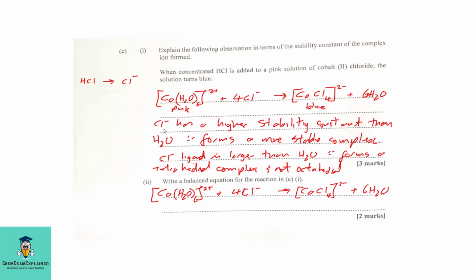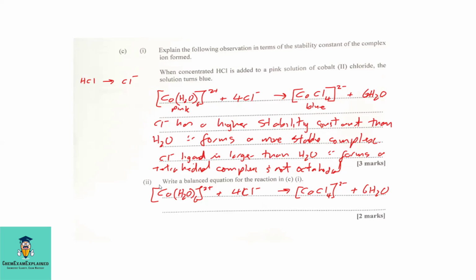So the Cl- has a higher stability constant than water, therefore forms a more stable complex. Cl- ligand is larger than water, therefore forms a tetrahedral complex and not octahedral. And of course, a tetrahedral complex is more stable than the octahedral complex. And that is why you form the more stable complex here.